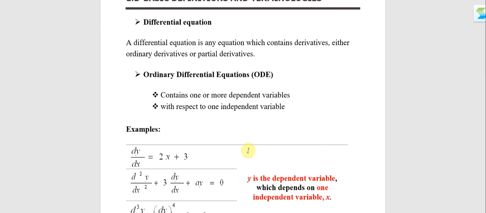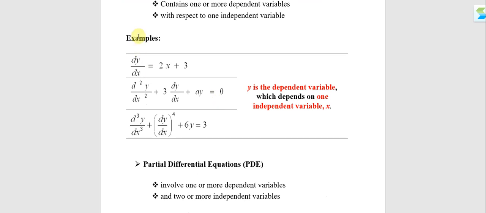So what is a differential equation? Basically, a differential equation is any equation which contains the derivative, either ordinary or partial derivative. So what is ordinary? Ordinary contains one or more dependent variables with respect to only one independent variable. If you can see from this example, you have dy over dx equals 2x plus 3, and d square y over dx square plus 3 dy over dx plus ay equals 0.